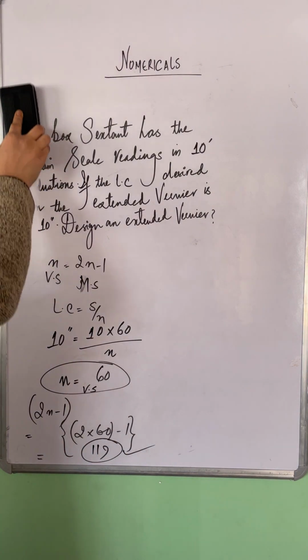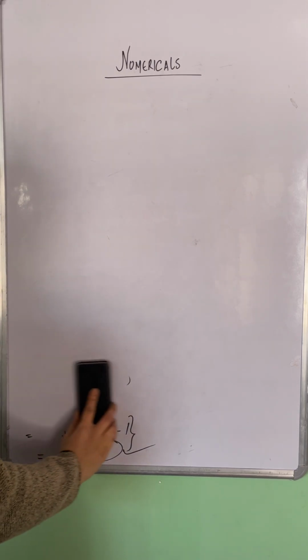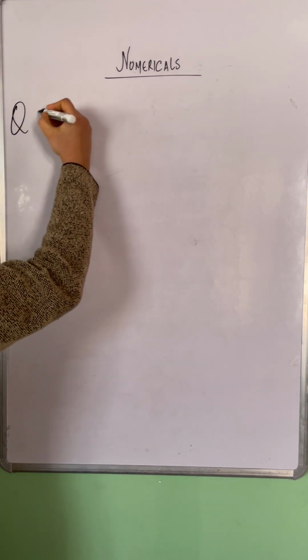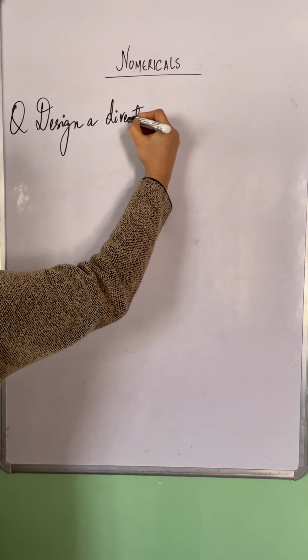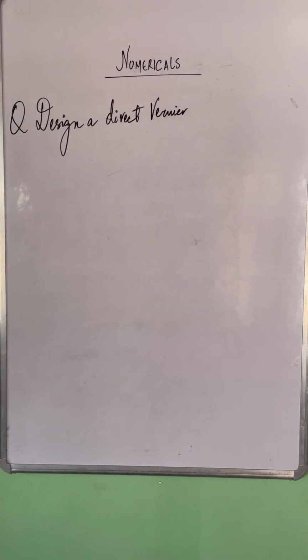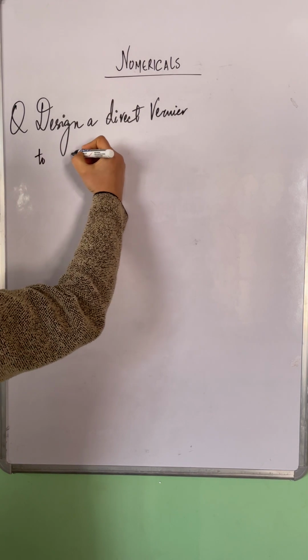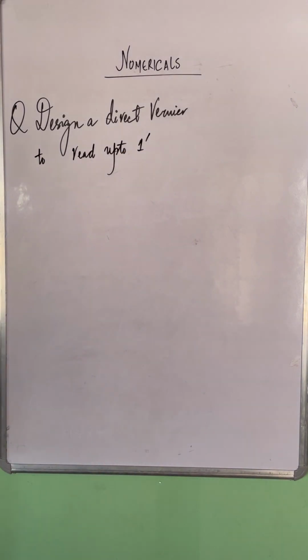Moving on, let's do the next one. Next question is, design a direct vernier to read to 1 minute, on the main scale graduated at 30 minutes.